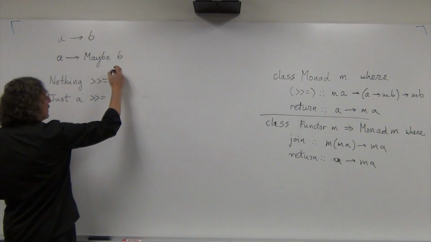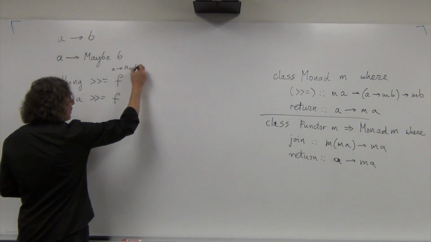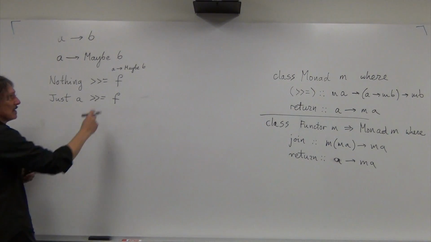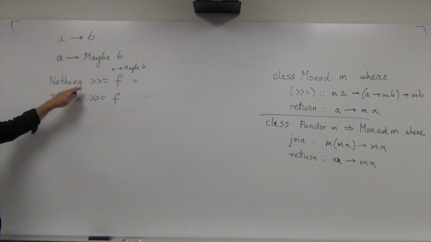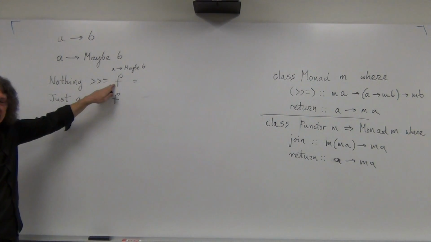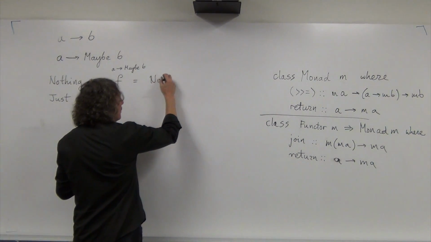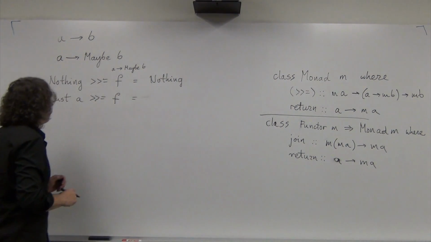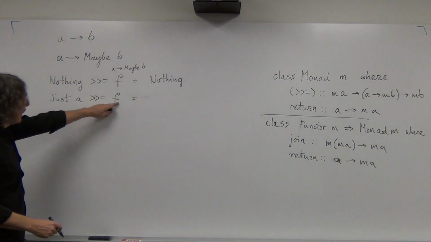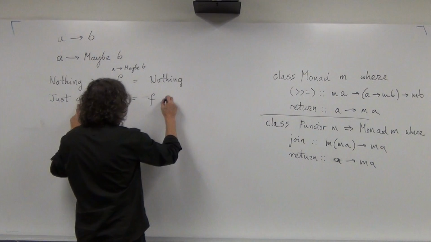And now F has a signature A to maybe B. That's the signature of F, right? So if we start with nothing, there's really nothing we can apply function F to, right? We have to return nothing. There's just no other way. Now in this case, oh yeah, we can apply F to A. Okay? So we'll just return F A.